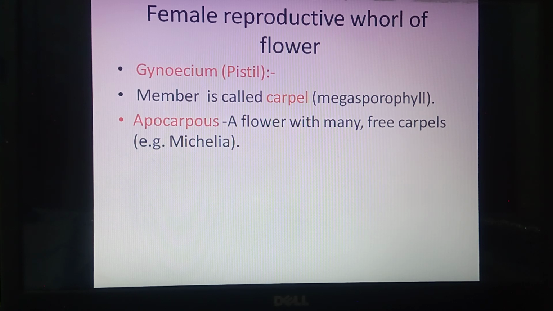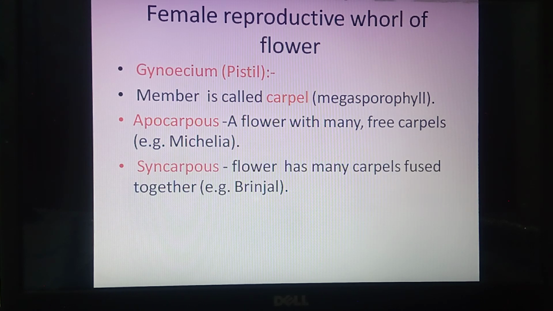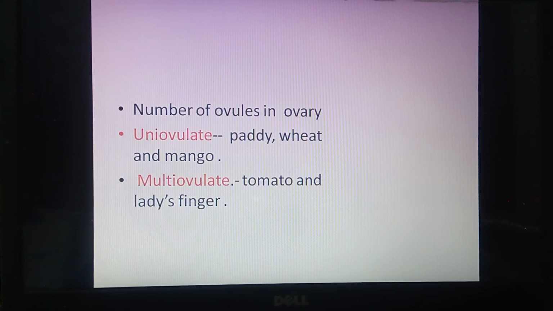An example is Michelia. In syncarpous gynoecium, a flower has many carpels, but they are fused with each other. In apocarpous, many carpels are there and these are free carpels. In syncarpous, many carpels are there but fused with each other. You can take brinjal as an example of syncarpous.